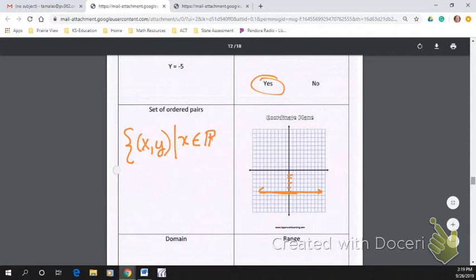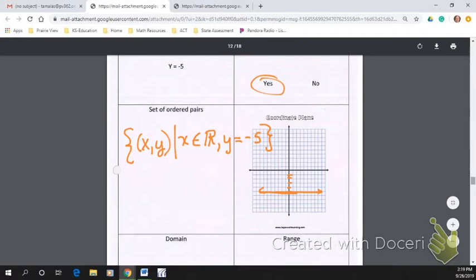X is an element, I'll explain in a second, and y is always equal to negative 5. Okay, so that's a script R. Yes, that's a script R. So write it down and then I'll explain it. So x can equal any real number, and y has to equal negative 5. That's all it means.